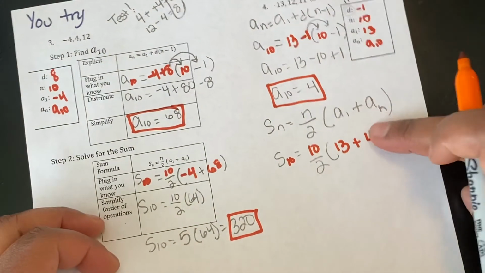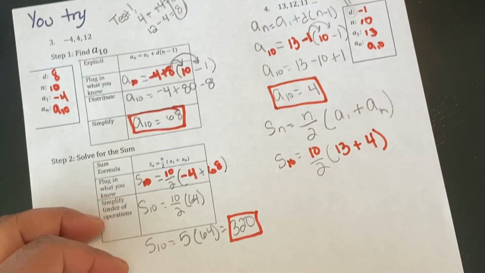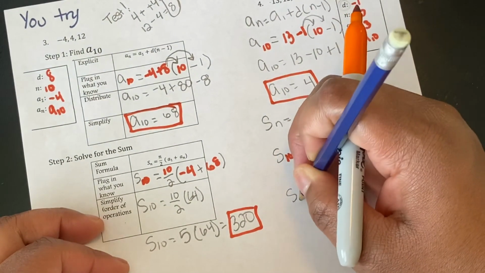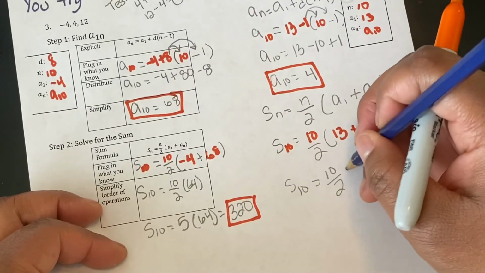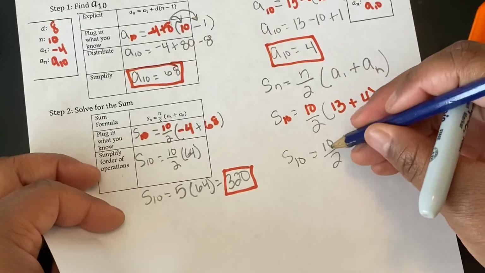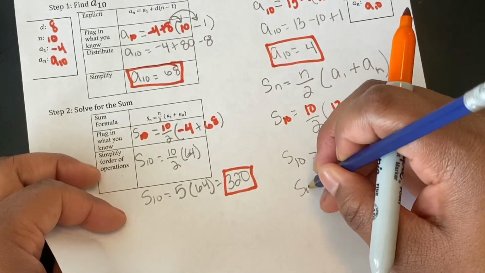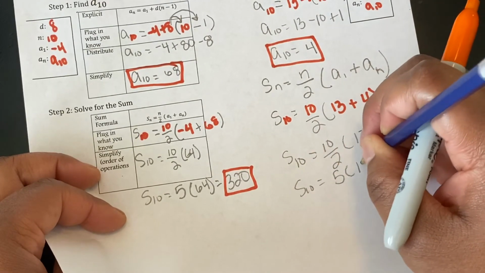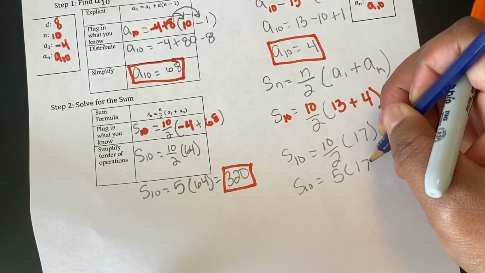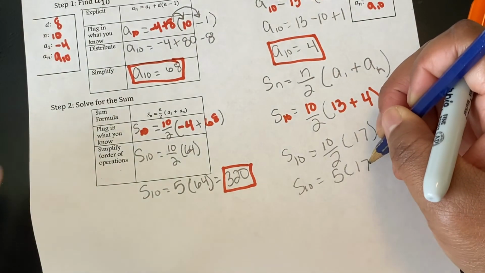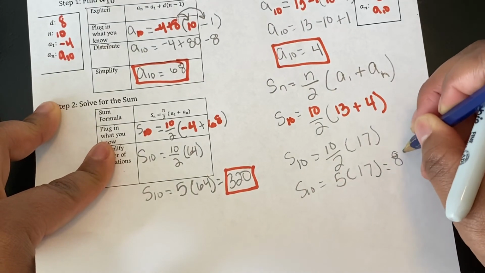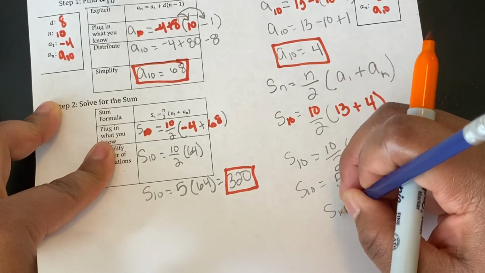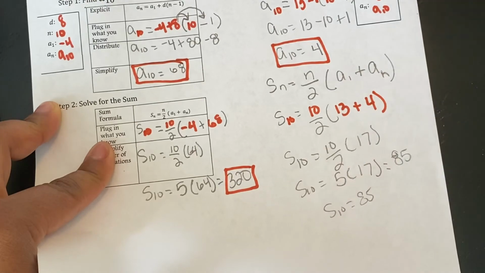Now we're going to do the parentheses first. 13 plus 4 is 17. S sub 10 equals 10 divided by 2 times 17. 10 divided by 2 equals 5. So it's 5 times 17. And 5 times 17 is 85. So S sub 10 here equals 85.